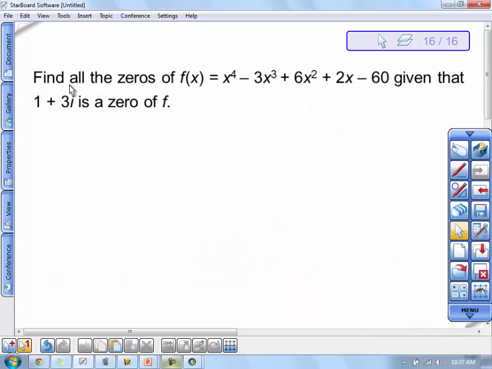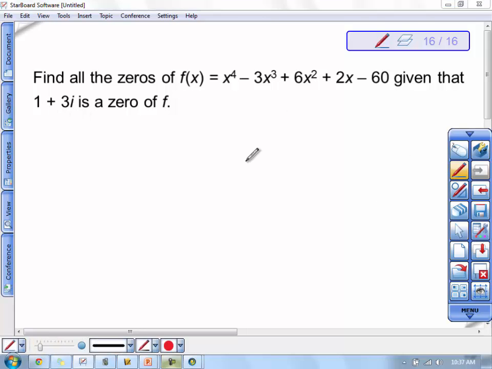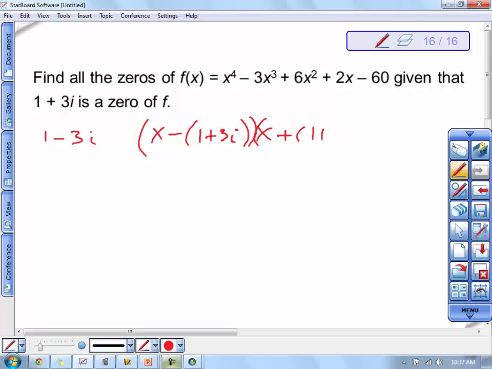All right, let's just do another example then. I'm going to give you functions like this. Here's another fourth degree, and I'm going to tell you that one of the zeros is 1 plus 3i. Okay? And I'm going to ask you to find all the zeros. All right, so I know another zero is 1 minus 3i. Okay, so that makes this as x minus 1 plus 3i is one of the factors. And another factor is x plus 1 plus 3i.